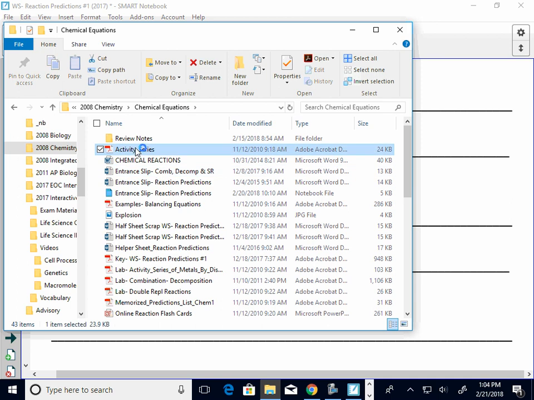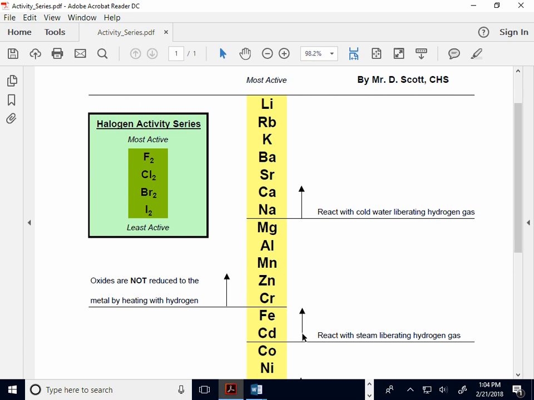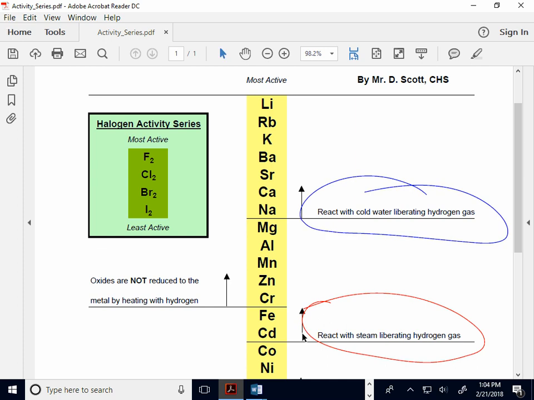So here is my activity series. I think I already had it up. But you're going to see that I have 2 lines right here. The one down at the bottom right here is telling me reacts with steam liberating hydrogen gas. That is single replacement number 2. But it has to be steam. Here is reacts with water liberating hydrogen gas. So, what do I have? Well, I have aluminum, don't I?